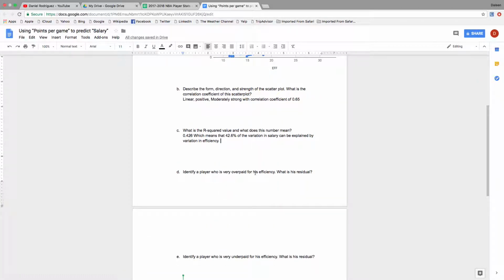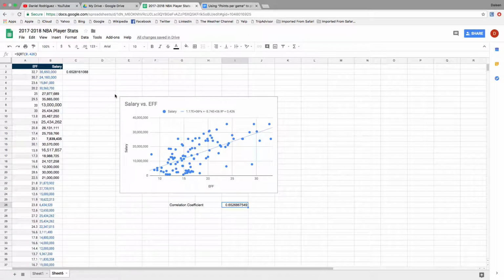Identify a player who is very overpaid for his efficiency, and what is his residual. So I'm going to go back to my scatter plot. And what does it mean to be overpaid? Well, that would mean the actual salary, so the point on the scatter plot, is much higher than the line. So I could look at this point here, this point here. This person's definitely overpaid for their efficiency. So I would say maybe this player, this player, this player stand out.